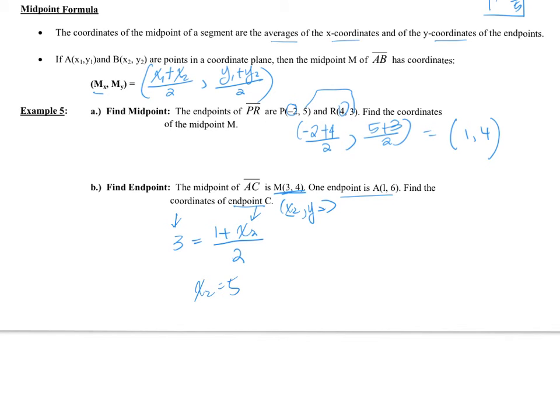So after we solve for x2, you should get 5. And for the other one, we do the same thing. 4 equals 6 plus y2 divided by 2. And y2 should equal 2. So your other endpoint, endpoint C, should be 5, 2.